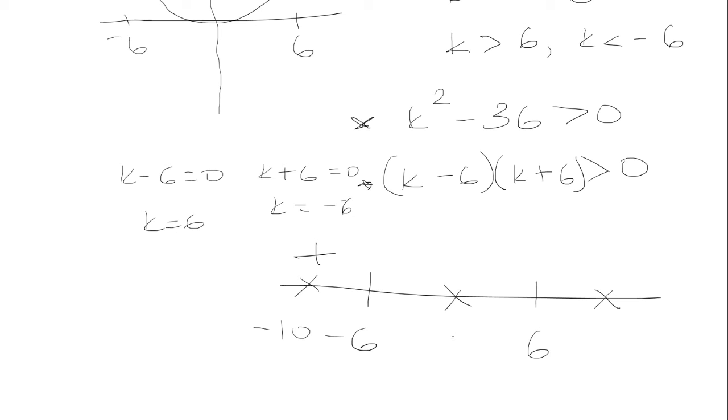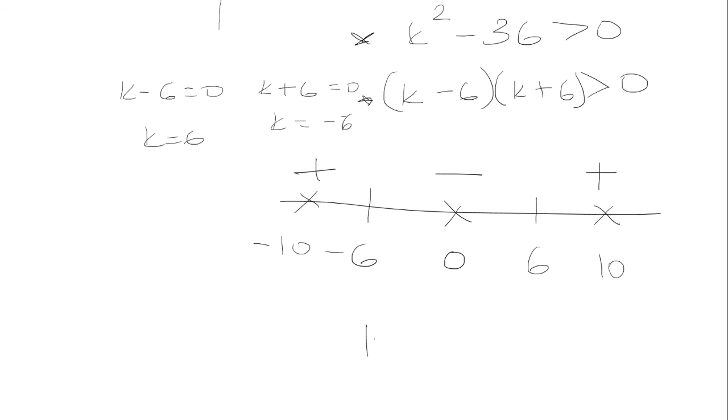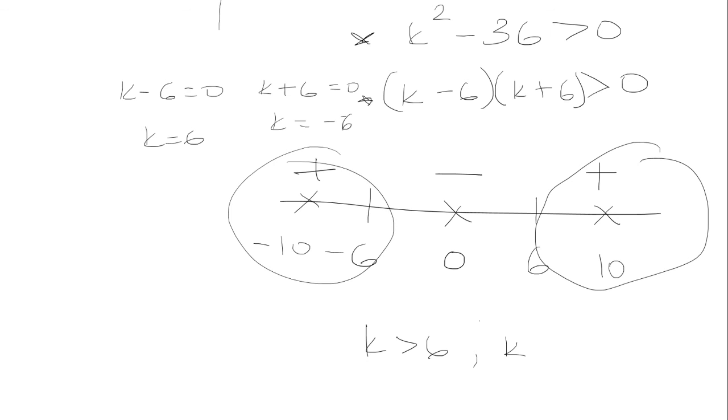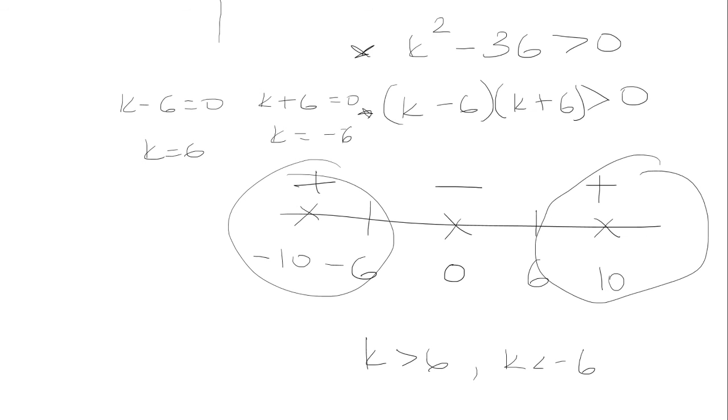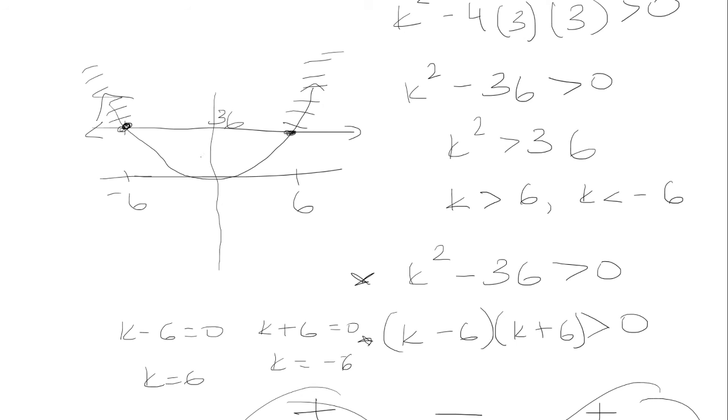If I pick a number between negative 6 and 6, I'm going to pick 0. 0 squared minus 36 is negative. And then any number greater than 6, we'll say 10. Plug it in. 10 squared minus 36 is 64, so that's positive. So clearly, k has to be greater than 6 in this region, or k has to be less than negative 6 in that region. This one is a bit more involved for the solution, so I highly recommend you understand the first solution instead.